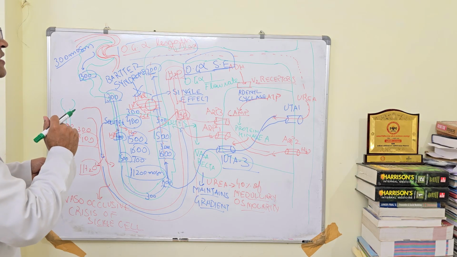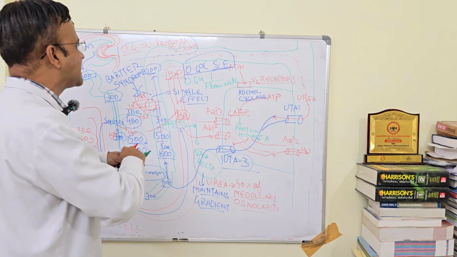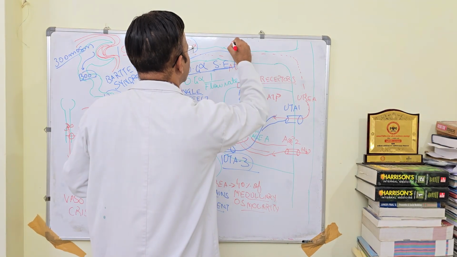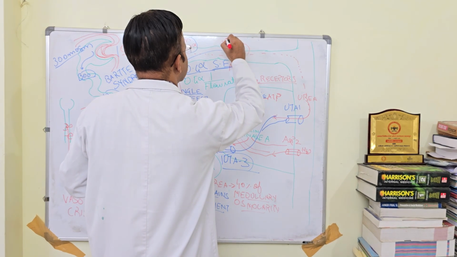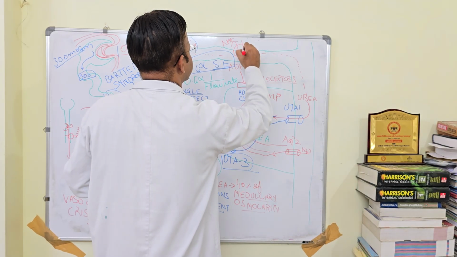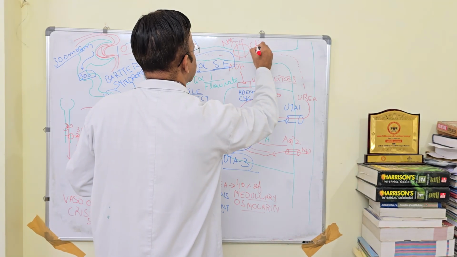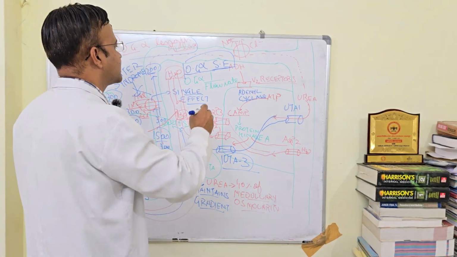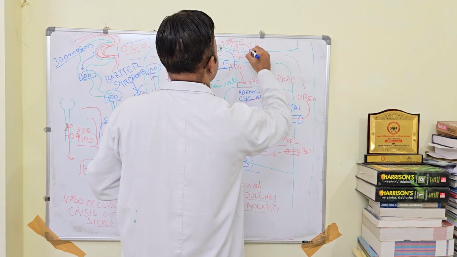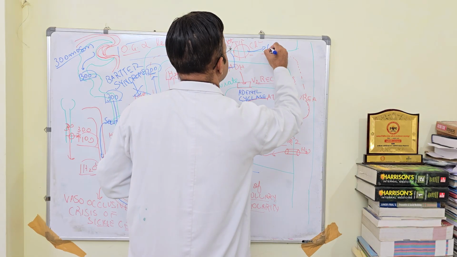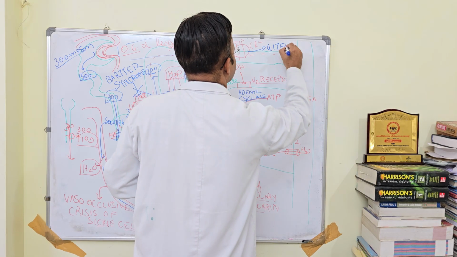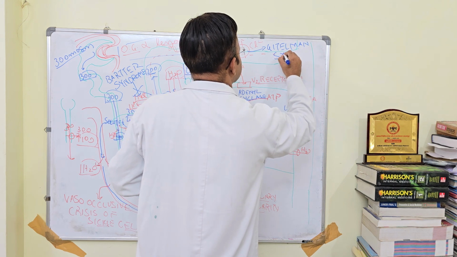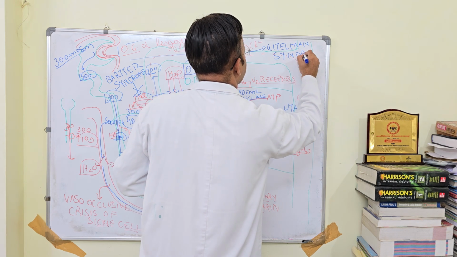Another thing which can go wrong is not directly related to this. What are the ion channels over here? One sodium, one chloride, so the sodium chloride symporter. This gets affected in which syndrome? Gitelman's syndrome. This can also affect your medullary osmotic gradient. Minor effect, but yes, Gitelman's syndrome.